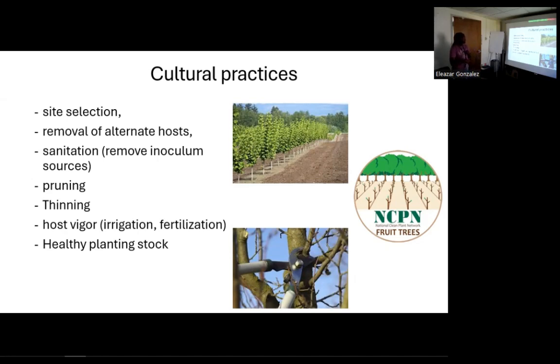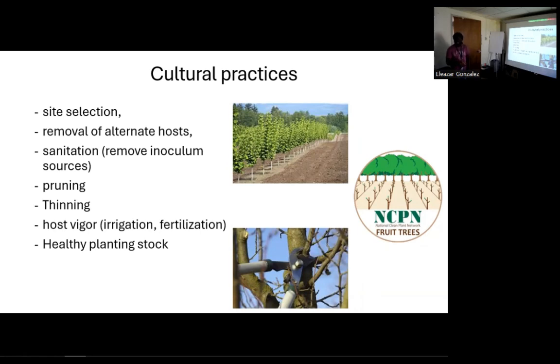And then pruning, another one, to promote good aeration of your tree. Thinning, I guess these are management practices that might have been talked about in the previous session. They also say a healthy plant might be able to fight off diseases more. So promote good plant vigor by watering your plants and fertilizing them. Stressed plants for most plants have been shown to be more susceptible. I think that applies to us too. Your immune system is compromised if you are not eating well and so on. So it applies to plants too.